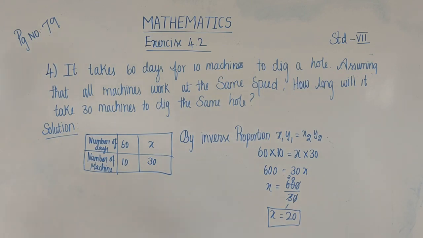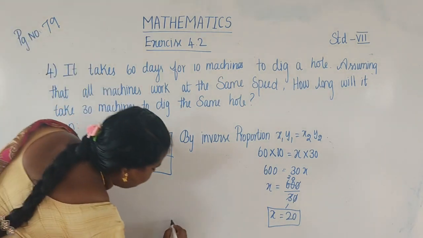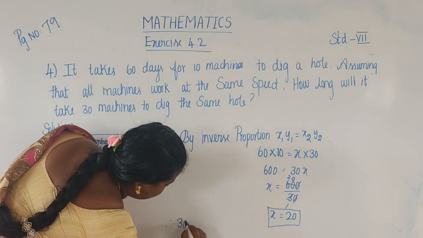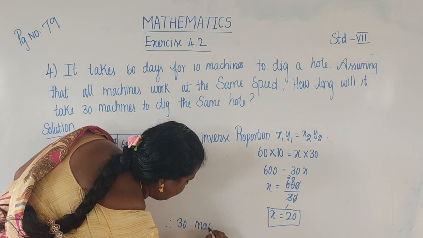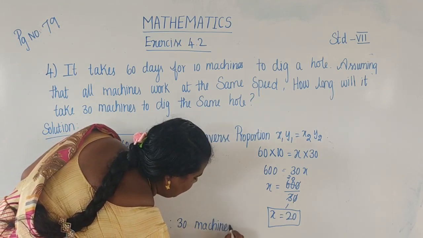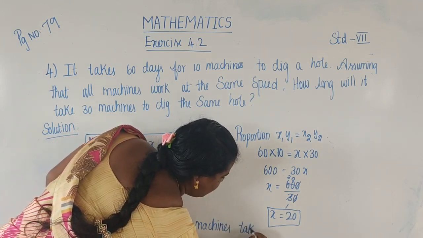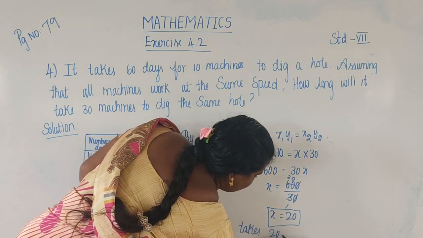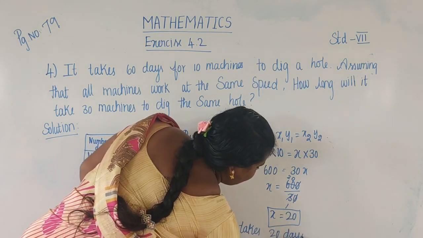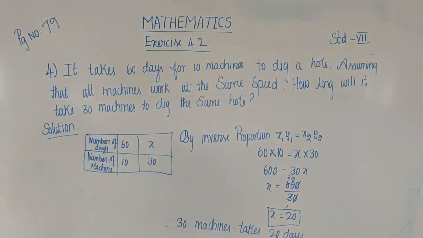Okay students, therefore 30 machines take 20 days. Students, can you understand this problem? Okay, write your classwork note.